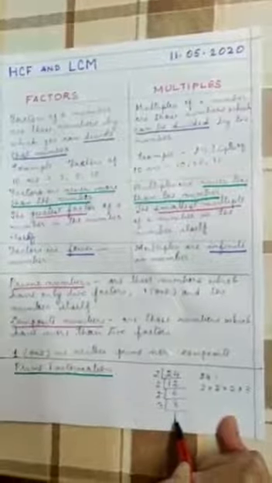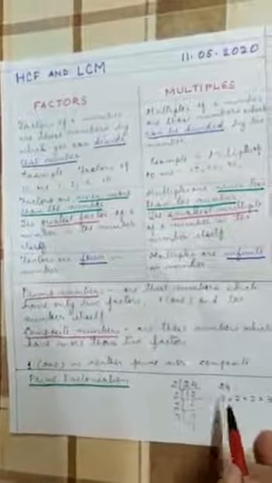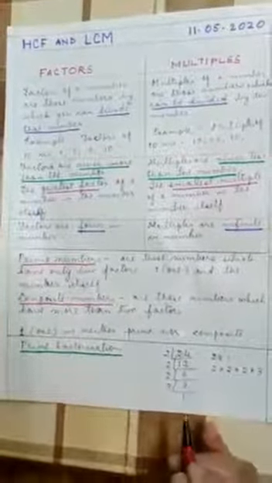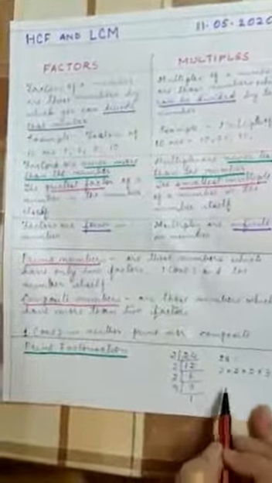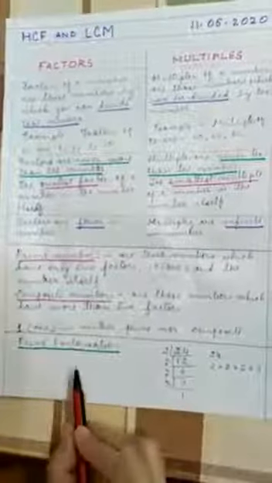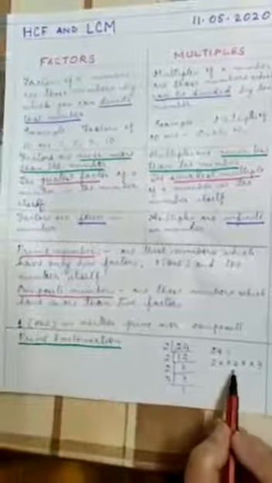We continue this till we get the remainder 1. If we find the product of these numbers, we find that we get 24. That is, 2 into 2 into 2 into 3 is 24. We do not include 1 here because we are doing prime factorization, and 1 is not a prime number.